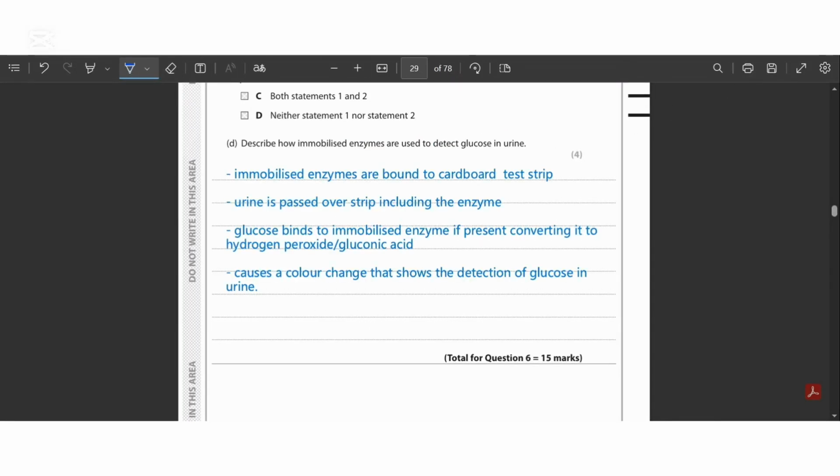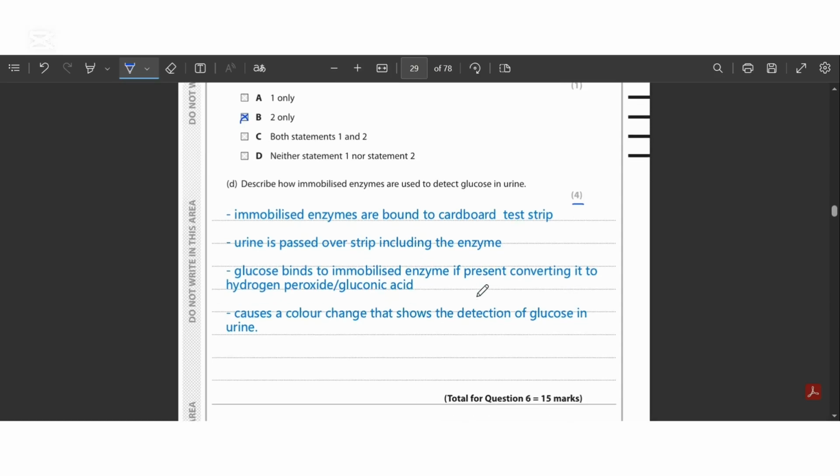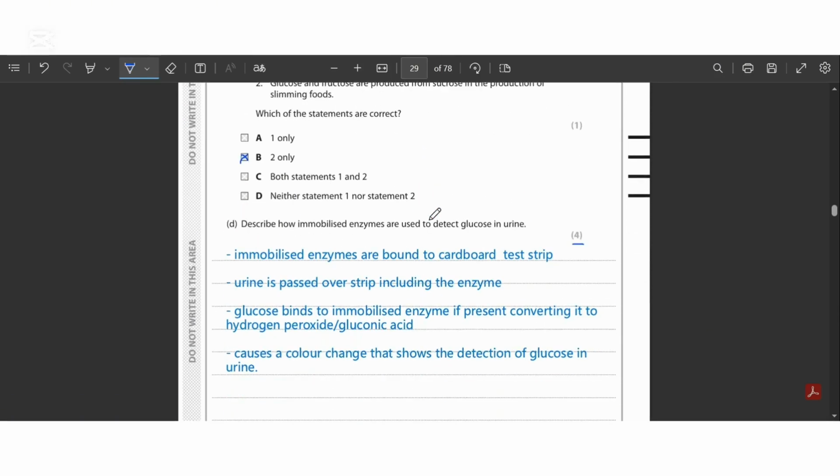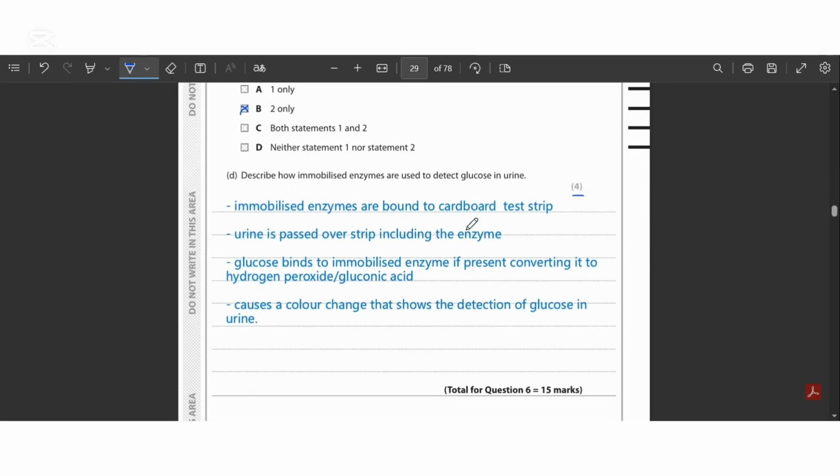As you can see, I have answered here. Since it is a 4-marker question, I have mentioned 4 points. Number 1, immobilized enzymes are bound to the test strips. 2, urine is passed over the strip, including the enzyme. 3, glucose binds to the immobilized enzyme if present, converting it into hydrogen peroxide or gluconic acid. You can write either of them. 4, this causes a color change that shows the detection of glucose in urine. All right, so that is all for this question. Since we have answered this question, let's move on to the next one.